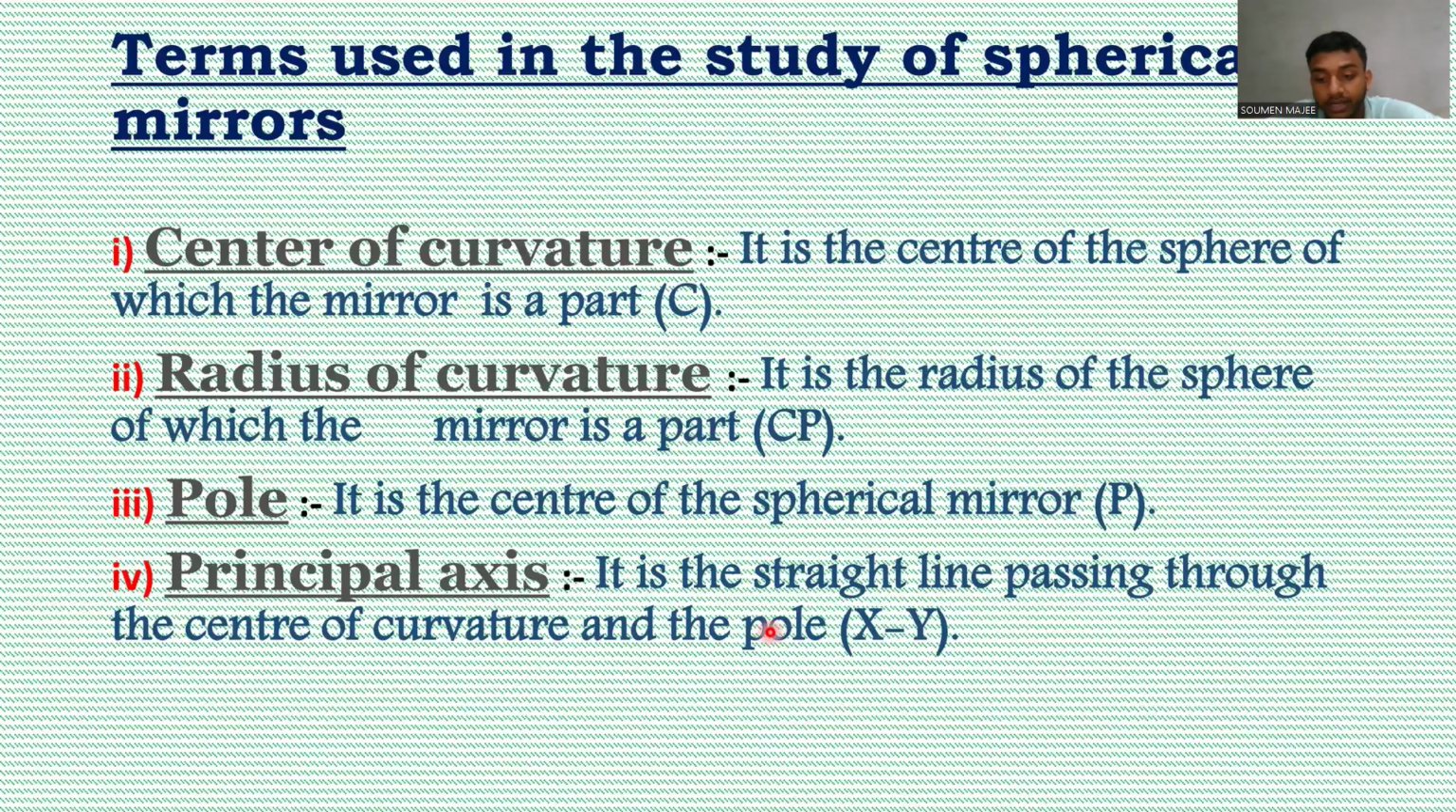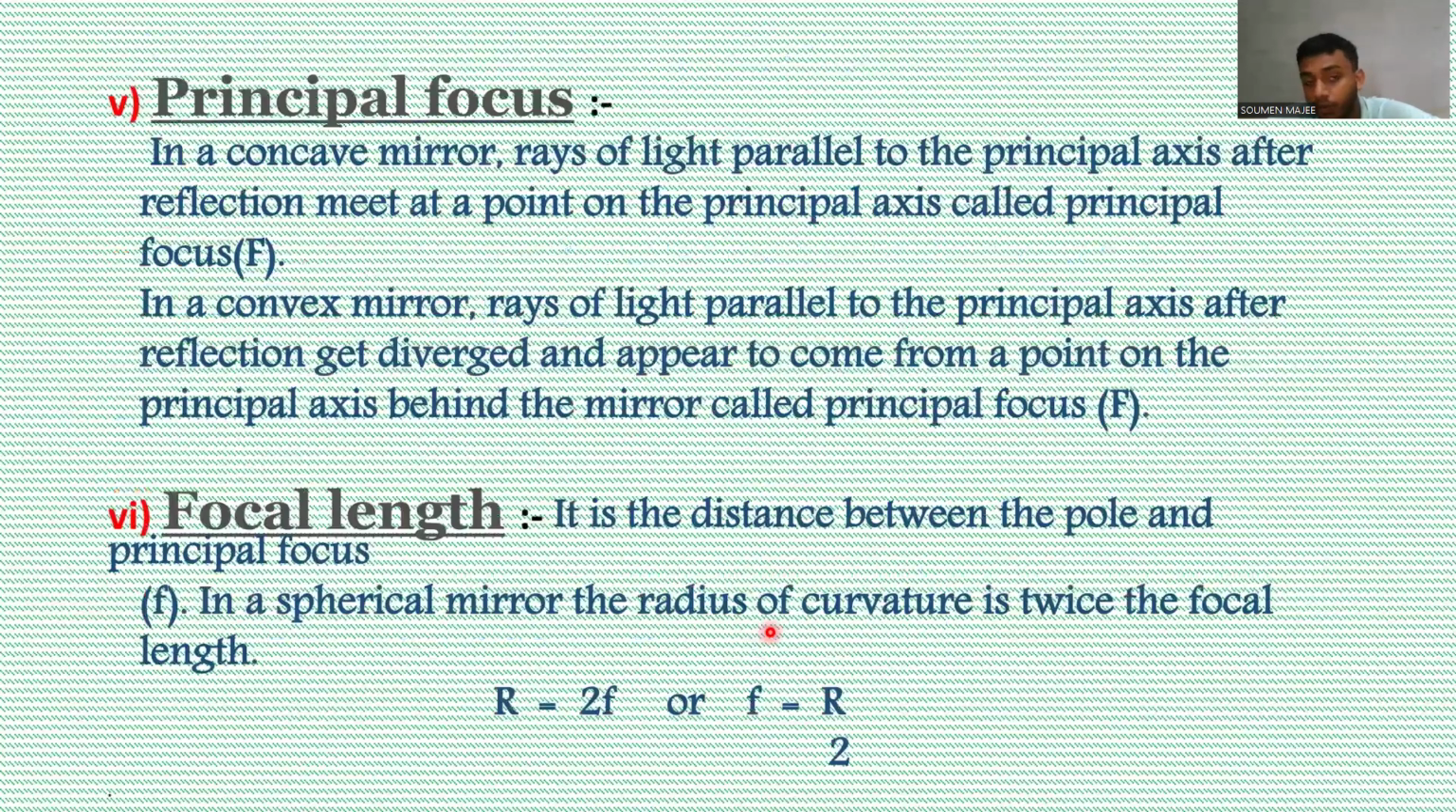Now we come to the principal focus. Principal focus is just a point. I told you that for a concave mirror, parallel rays come parallelly, but they meet at a point, and this point is called the focus. But for convex, what happens? Parallel rays come and are reflected from the mirror, and they seem to come from a point. This point is called its focus. So focus is just a point.